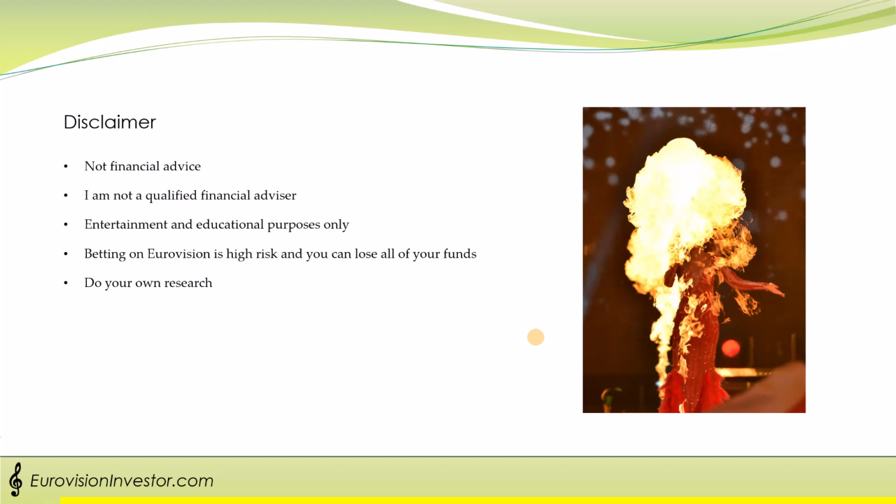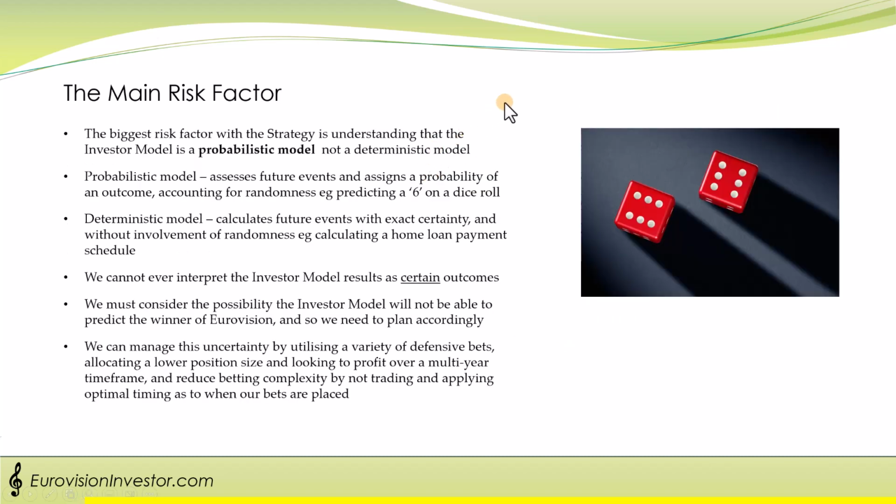Now, when it comes to risks, even being on stage in Eurovision is a risk because this singer caught fire. I think this was in the early 2000s. So the main risk factor to the investor model strategy is understanding that the investor model is a probabilistic model. It's not a deterministic model. So what do I mean by this?